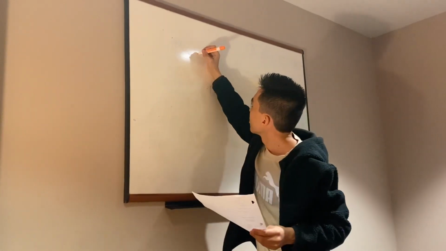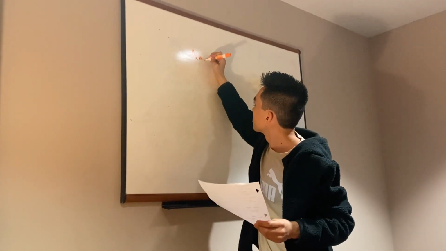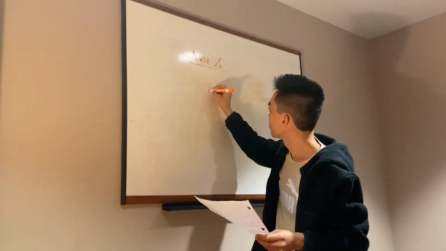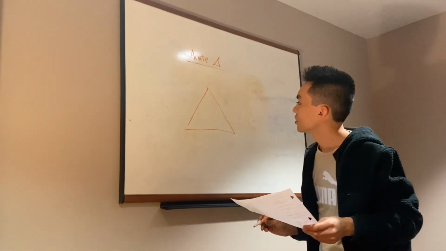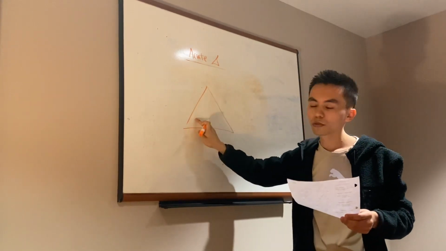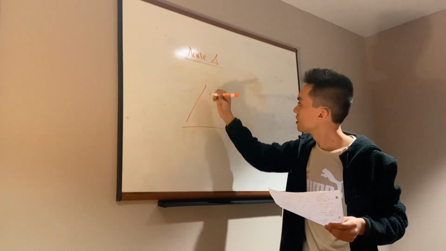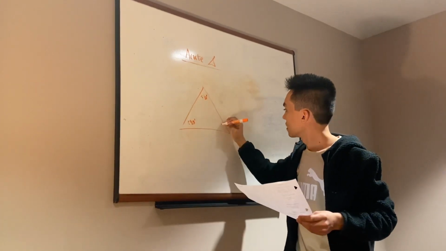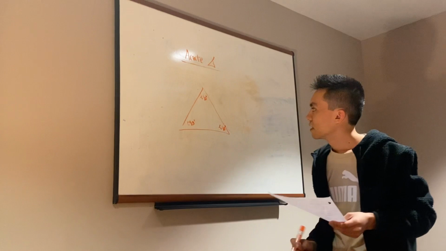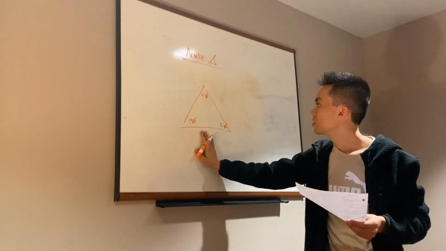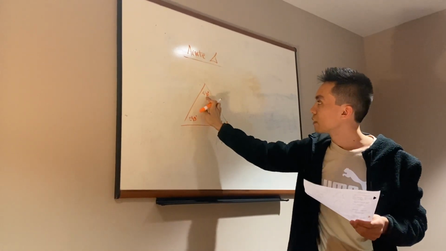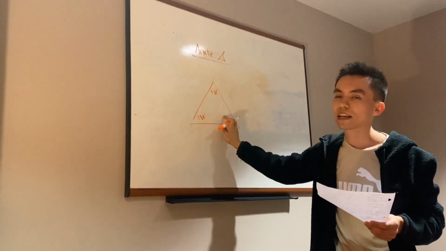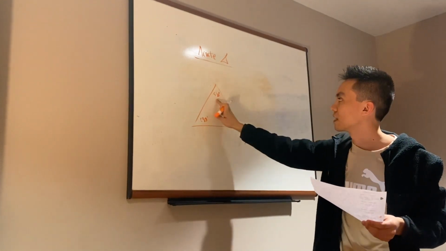Okay, now let's do an acute triangle. So this triangle is a triangle that all angles are less than 90 degrees. So less than 90 degrees, less than 90 degrees, less than 90 degrees. Therefore, we know that an equilateral triangle, all of its angles will be 60 degrees. Therefore, an equilateral triangle has to be an acute triangle since all of its angles are less than 90 degrees.